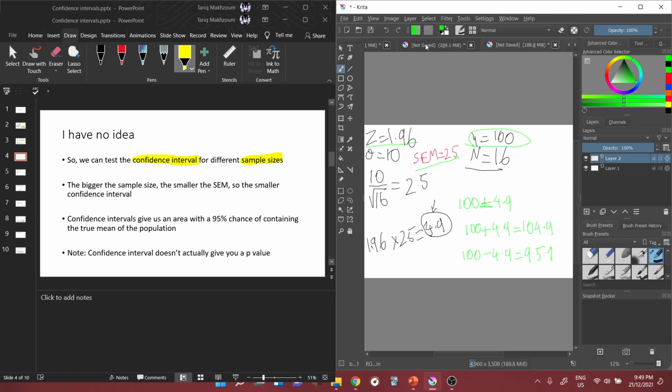Now if you look here, our first step was finding the standard error of the mean. Okay? And so now that we've changed the sample size, the standard error of the mean is going to change. Okay? Specifically, as you increase the sample size, the standard error of the mean gets smaller. So the confidence interval also gets smaller. All right?